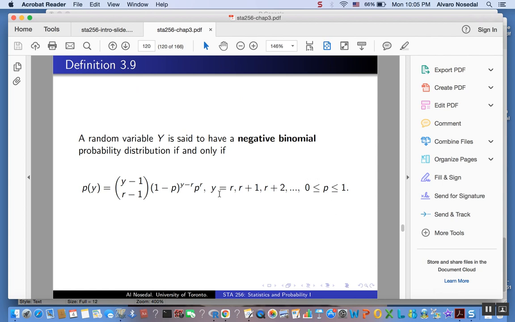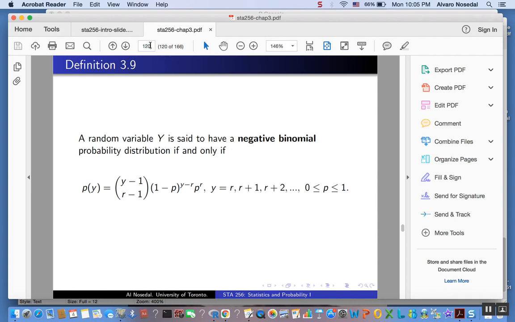And the possible values, you have to start at r, right? Because if you want to observe your first r successes, then you have to try at least r times, okay?